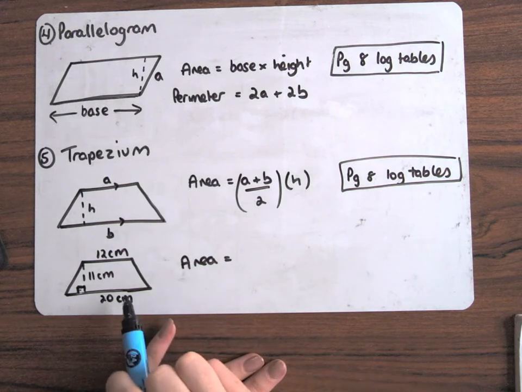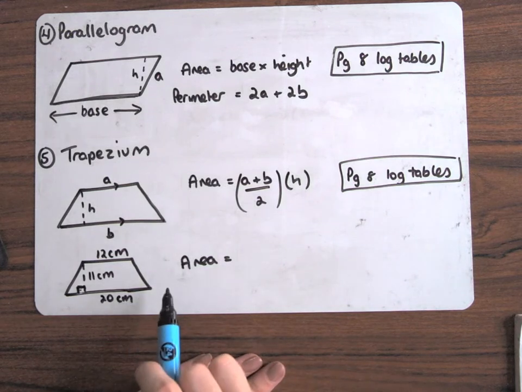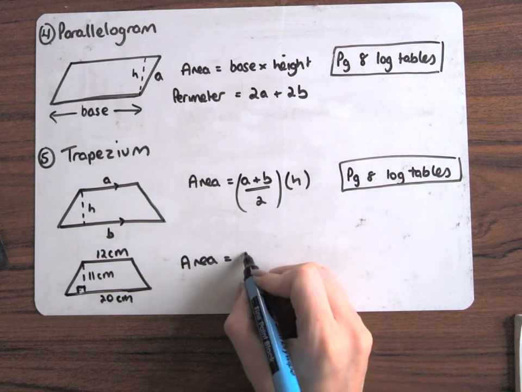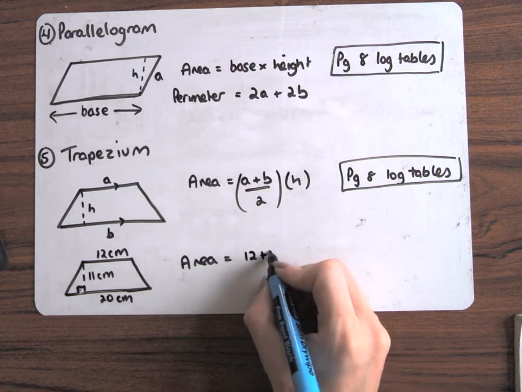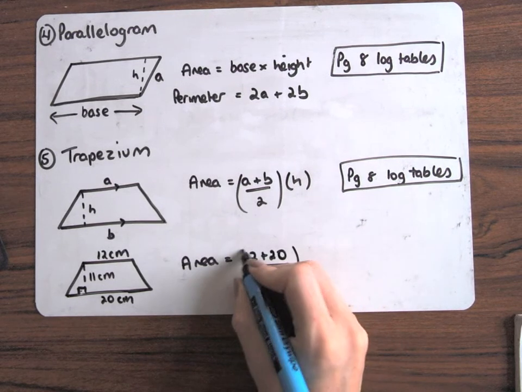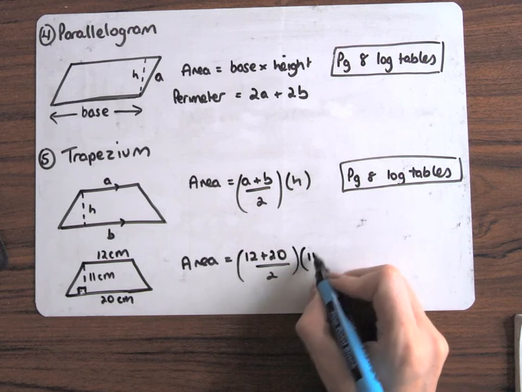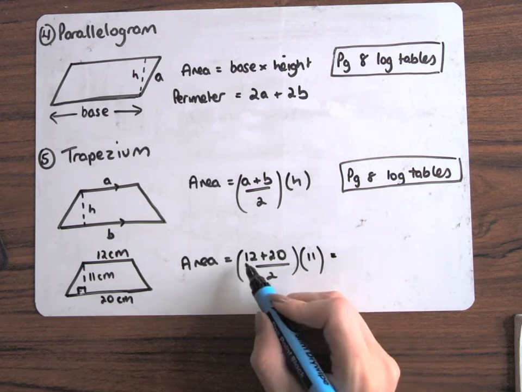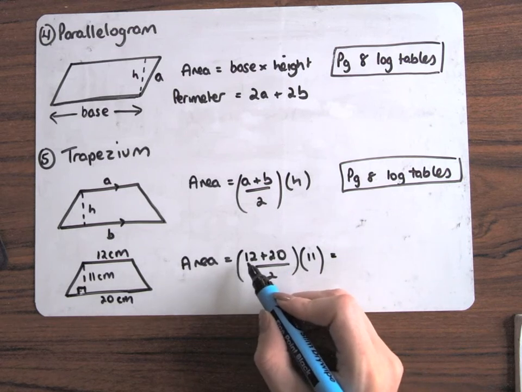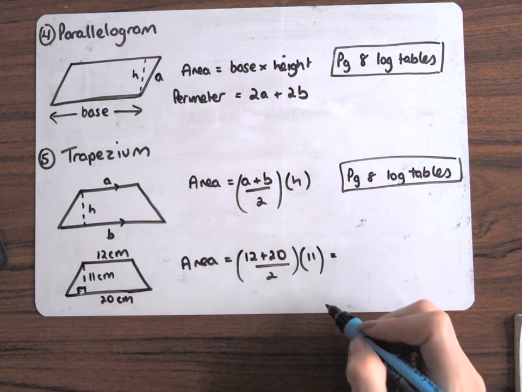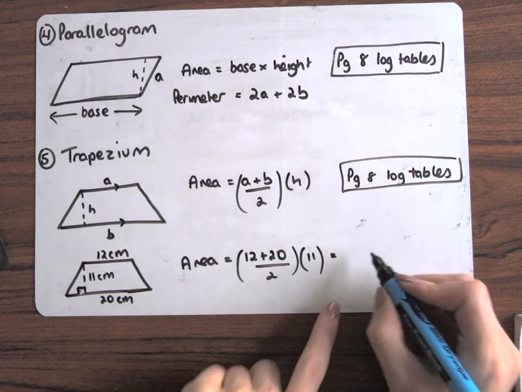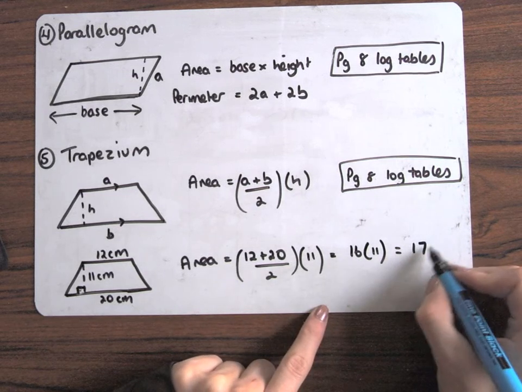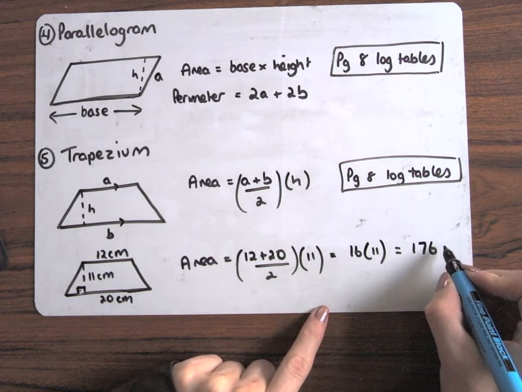So, what is my area formula telling me to do? Put in some numbers for me. What's A? 12. 12 plus, what's B? Over 2, because that's in my formula, and multiply my answer by 11. Perfect. So you can just throw that in your calculator, or you can say, right, what's 20 plus 12? 32. 32 divided by 2. 16 by 11. And what's 16 by 11? Nicely done, thank you.